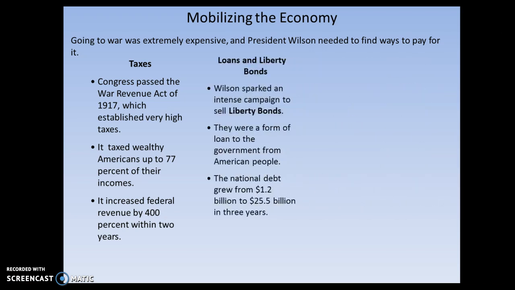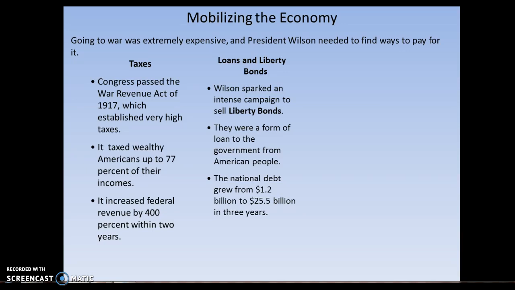So another way were from loans and Liberty bonds. Wilson sparked an intense campaign to sell Liberty bonds, and that's a form of loan to the government from the American people. So basically what happens is you would buy a bond, a Liberty bond, for a certain amount of money, and then the government would pay you back at a certain time. Just like I said, you were giving a loan to the government and they would pay you back. And this was extremely helpful as well.